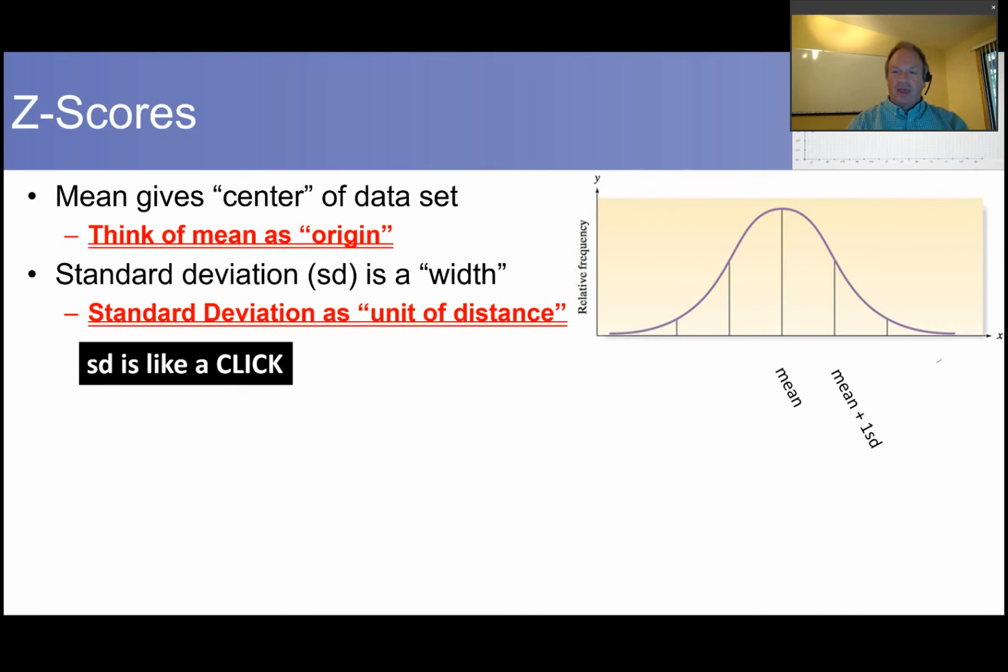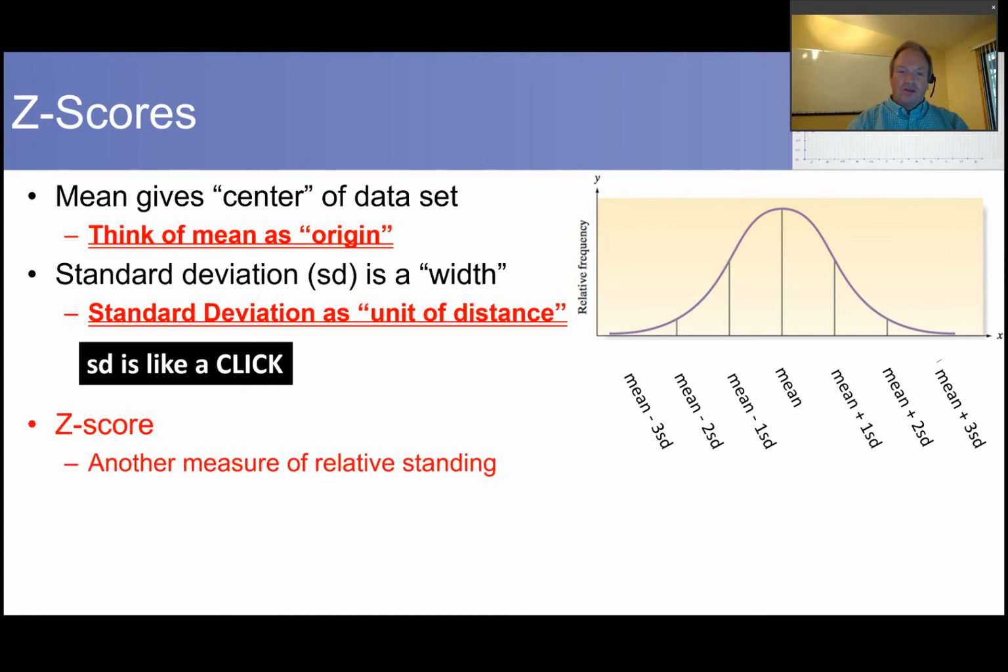And so I'm going to start thinking of the mean as my home base, and I'm going to start measuring off distances from the mean in units of standard deviation. So 1 standard deviation above would be plus 1 click, and so on. And also, I'm going to consider the values below the mean, again, in units of 1 standard deviation. And so the z-score is going to be another measure of relative standing. It's going to tell me where I am in those values in a particular distribution.